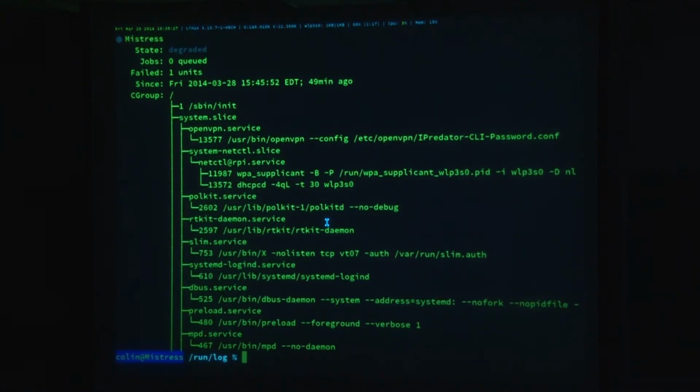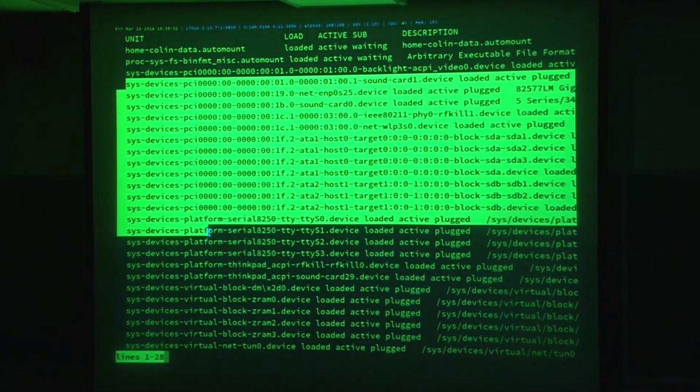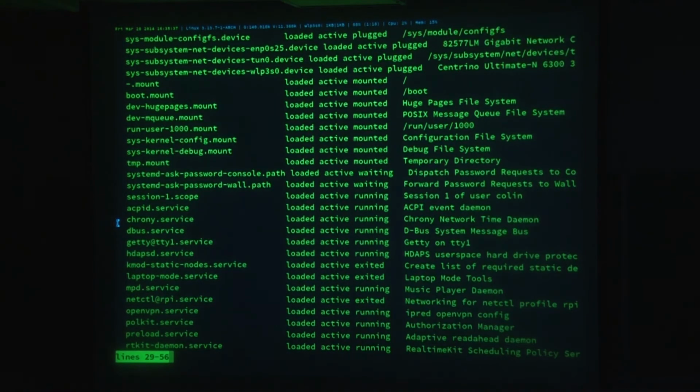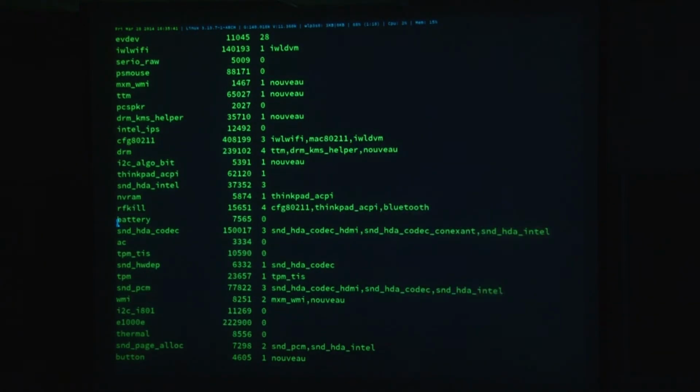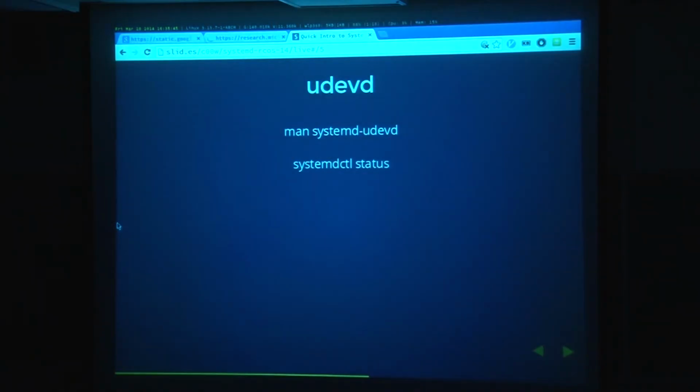So again, system control. So pretty much everything that's like a sys device, this was all started by udev. If you really want to see what modules are loaded, you can type lsmod. It's a giant set of output, but that's pretty much what udevd does. If you want to read more, read the man pages. I'm not going to read them. Does anyone have questions about it?